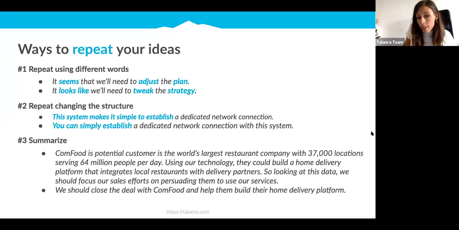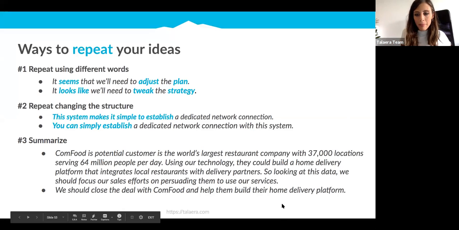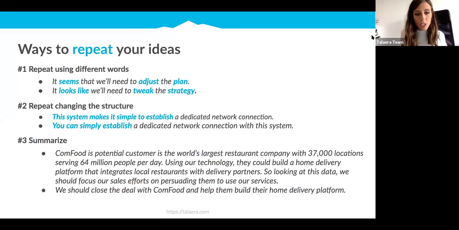Or you can also summarize. Sometimes you gave an amazing introduction and you gave reasons and you did all that, but sometimes you can just make it much shorter with, the point is we should close the deal with ComFood and help them build their home delivery platform. So repeat the same using different words, repeat but changing the structure, and summarize. This is not easy at the beginning.